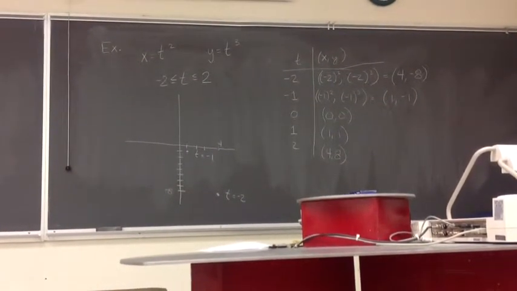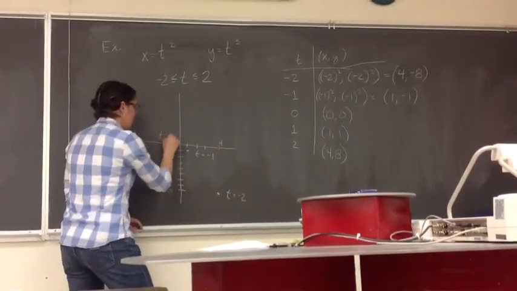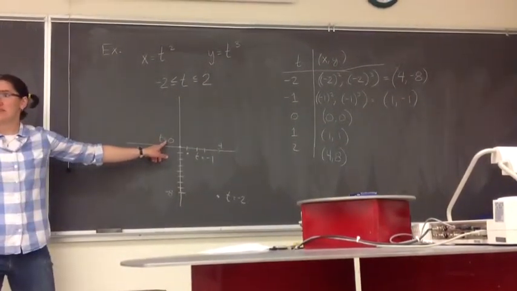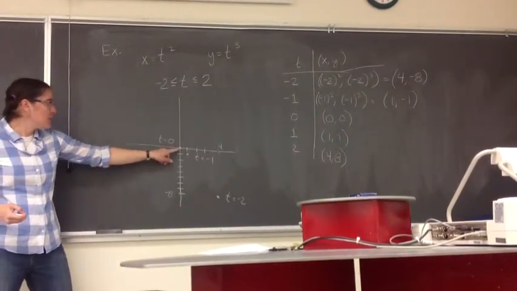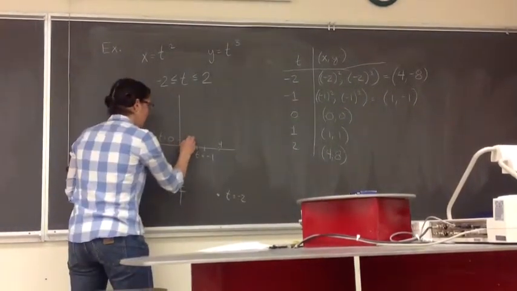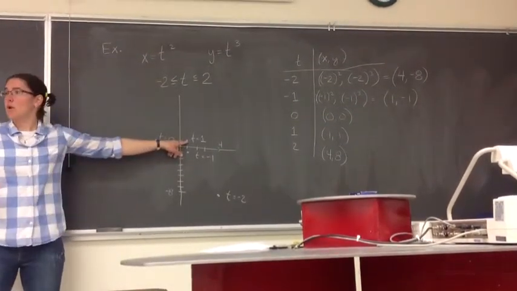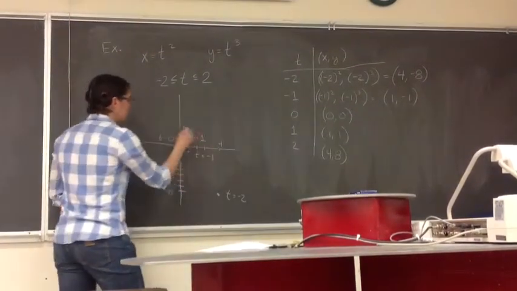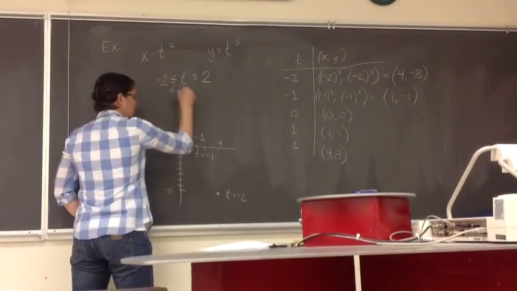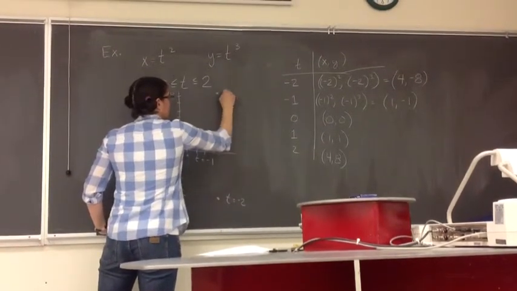Great. Okay, so I can go ahead and plot those points over here, and notice what I'm doing is that I'm marking each point with my parameter t. So when t equals 0, I'm at the origin, which is 0, 0. When t is equal to 1, my point is at 1, 1, and when t equals 2, my point is located at 4, 8.